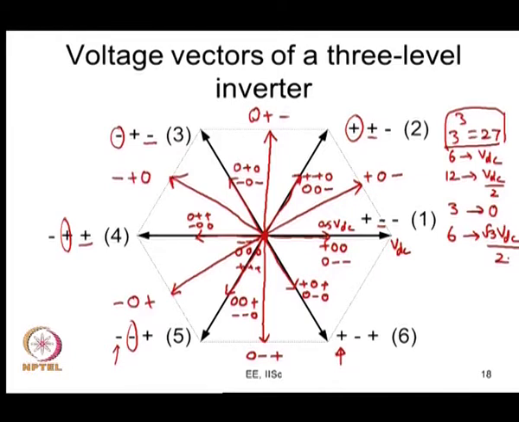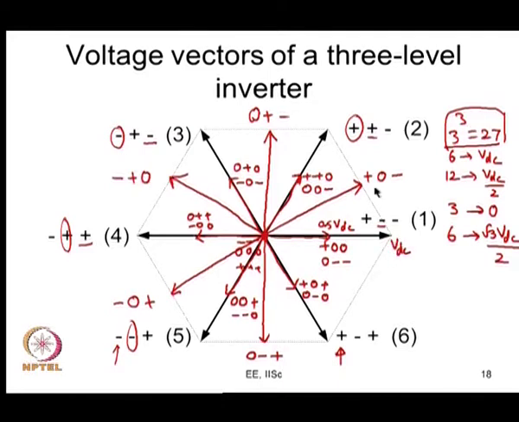So, thus you can see that there are totally 21 plus 6, 27 states that have been accounted for. These states produce vectors of length VDC; there are 6 unique states. These 6 unique states produce 6 unique active vectors of length VDC, and if you look at the line to line output voltages, they will be plus VDC, 0 and minus VDC.